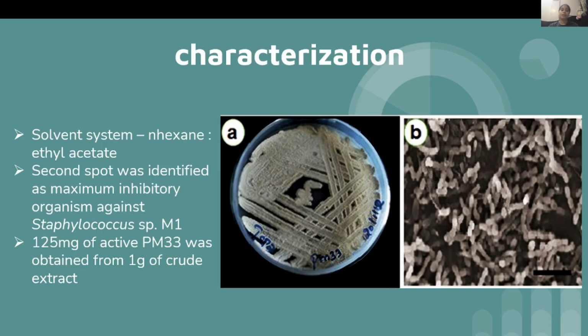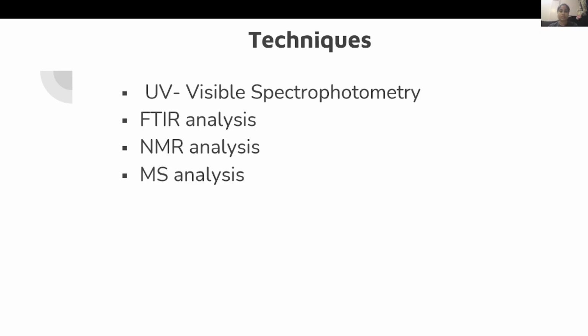Then, spot 2, that is second spot, was identified as maximum inhibitory organism against Staphylococcus species M1 and it was named as PM33. Also in TLC, solvent system used was N-hexane equal to ethyl acetate. So in total, 125 milligram of active PM33 was obtained from 1 gram of crude extract.